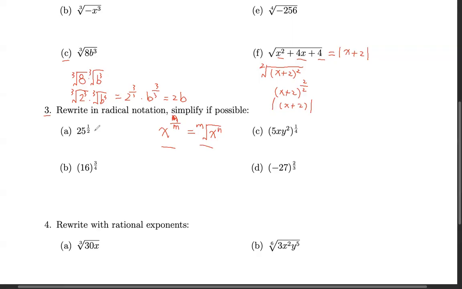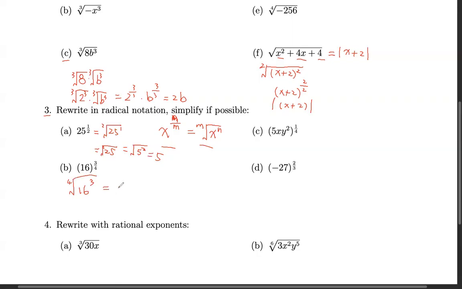In this case, 25 raised to the 1/2, where 1 is the power of 25, and the 2 in the denominator is the index of 25. Which just means a square root. We don't really need to write down the 2. Square root of 25, and we know 25 is 5 squared, so the square root of 25 is 5. Let's see B. I have 16, the power is 3, the index is 4.